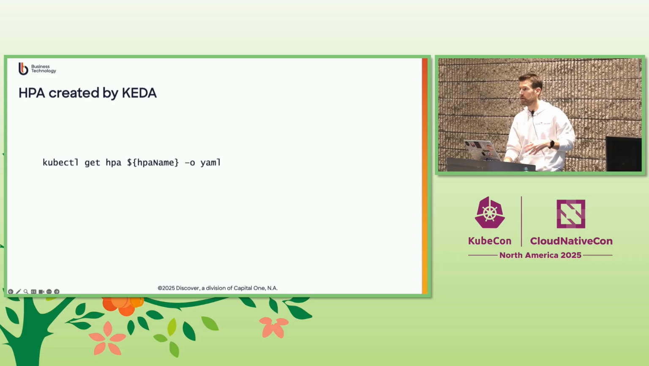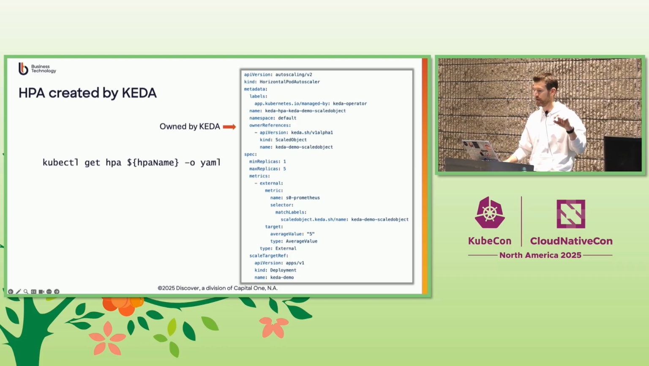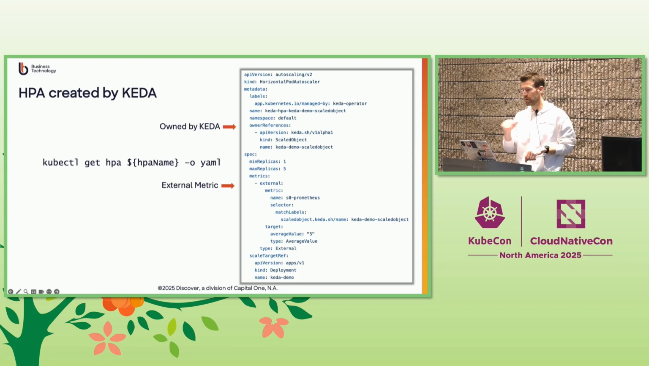So whenever you deploy your scaled object, KEDA will create an HPA for you. And you'll notice the owner reference section here will say it's owned by KEDA. And then if you look at the metrics section, you'll see that it's an external metric. So this is kind of what it looks like.